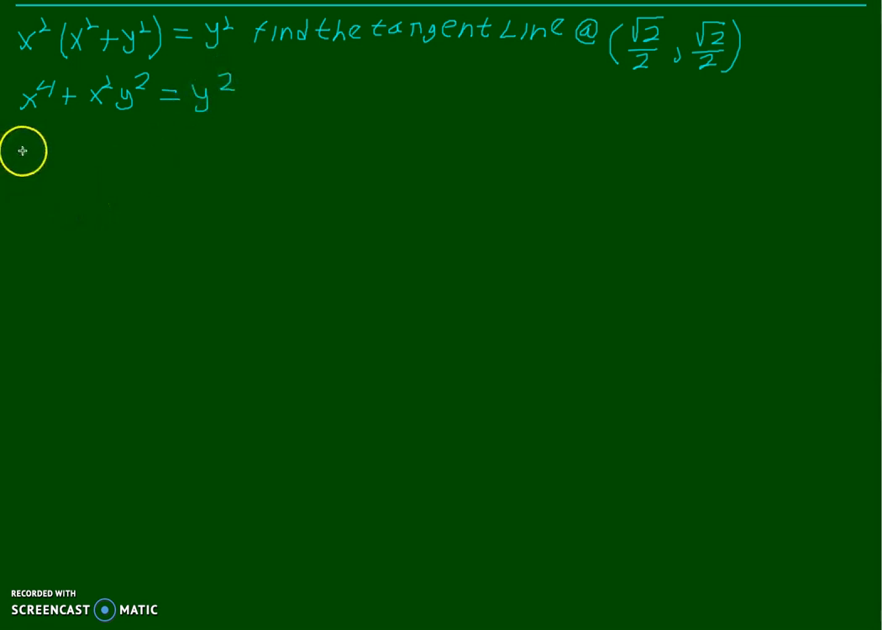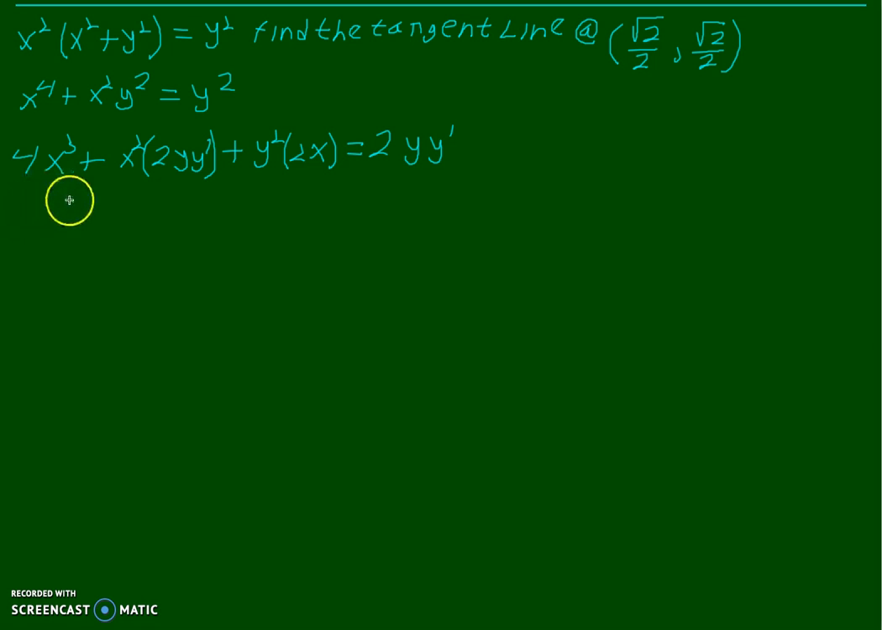Now differentiating, I have 4x to the 3rd plus, we actually have a product rule here anyway, so this is u dv plus v du, equals the derivative of this piece, which is 2y y prime.